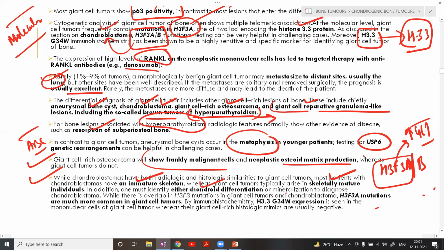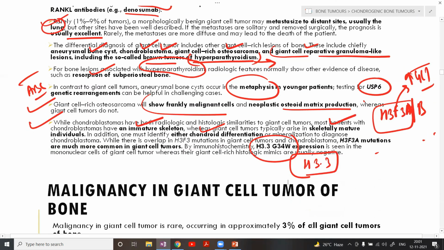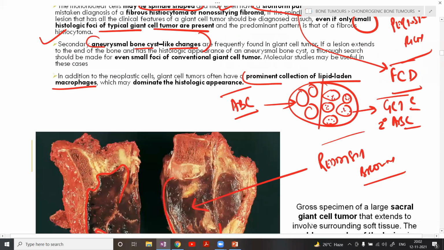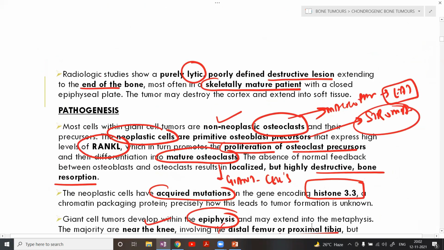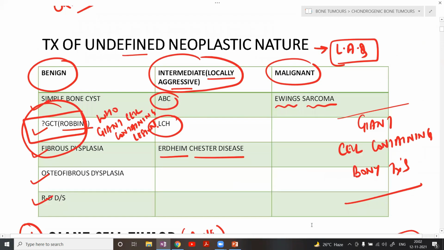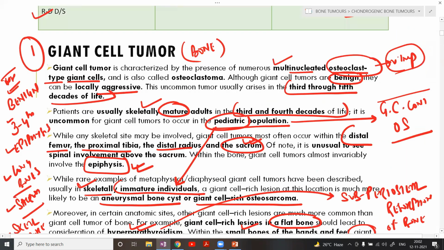Again, by immunohistochemistry, H3.3 IHC will be positive, as I told you, for detection of GCT. Okay, I hope this particular part is clear to everyone regarding giant cell tumor. So we have discussed in detail the basic classification of undefined neoplastic tumors of the bone. Then we have discussed the giant cell lesion along with its classification.